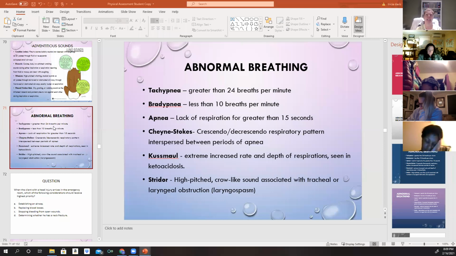We see this in ketoacidosis. Usually your patients also have this fruity odor to their breath. And then we have stridor. Stridor is a problem. If you ever hear that, your patient is having a severe respiratory problem.